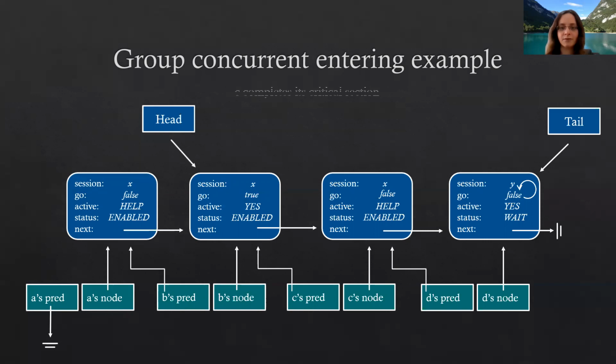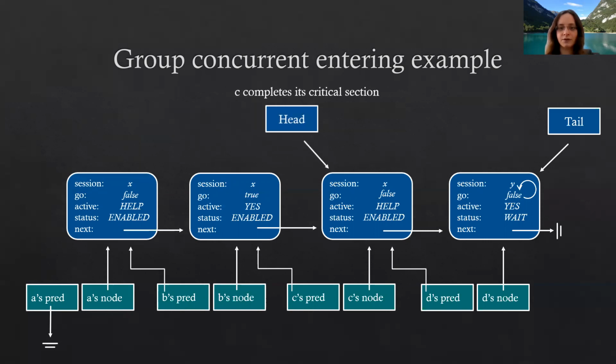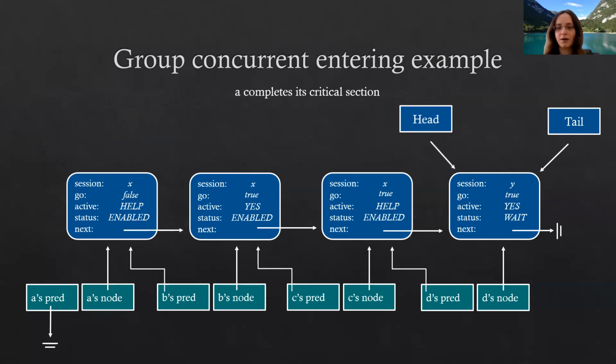Next, C completes its critical section, and again, using the mutual exclusion lock, C advances ahead by one step and changes the new head's go to true. Finally, A, the last process from session X that is still in the critical section, completes its critical section and also advances ahead by one step. Now the new head is this node, so once A changes the new head's go to true, D becomes enabled.